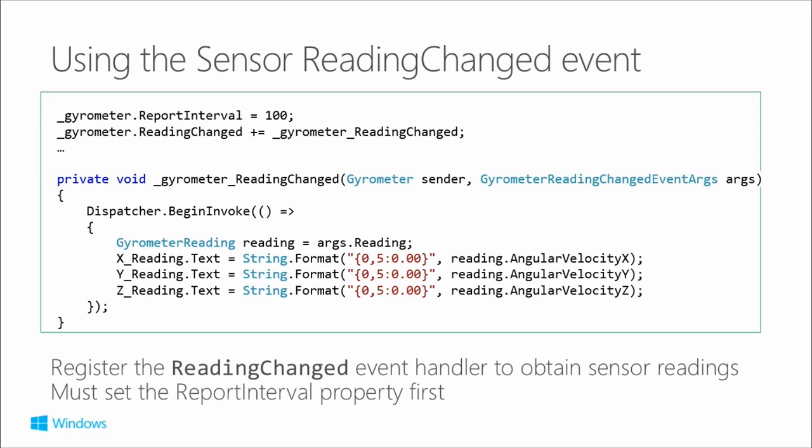Obviously, this is a gyrometer, which gives you back a GyrometerReadingChangedEventArgs, and from that you can get an angular velocity of X, Y, and Z. And obviously the different sensors have their own flavor of the ReadingChanged event args, which gives you the particular sensor readings data that sensor returns.